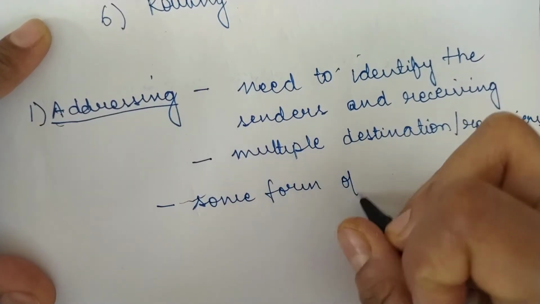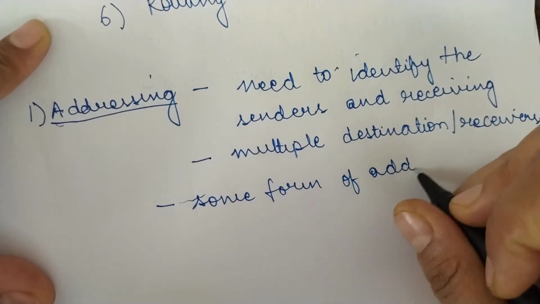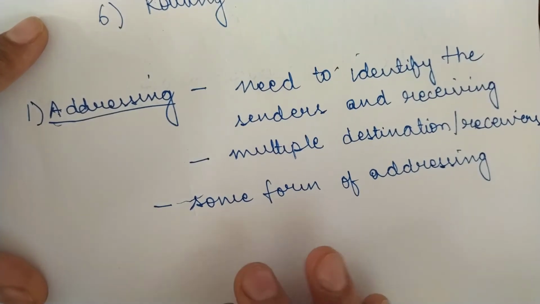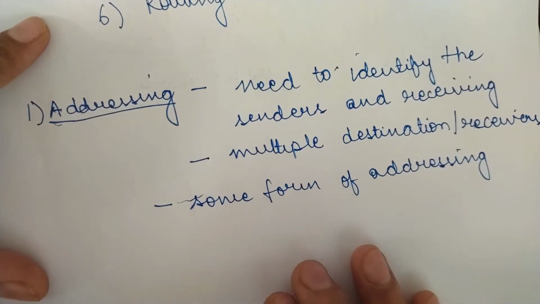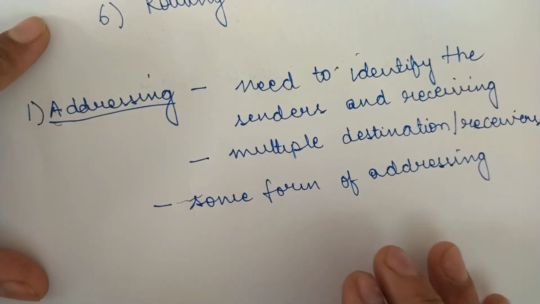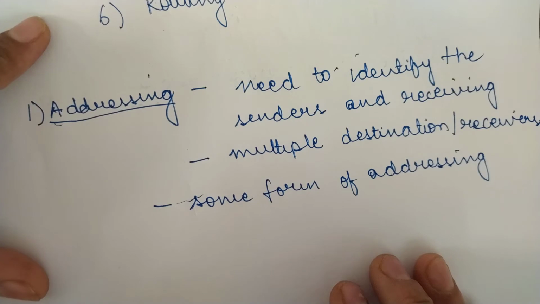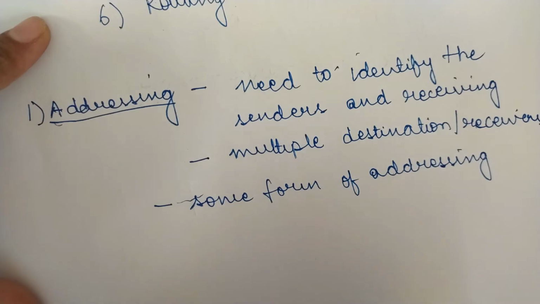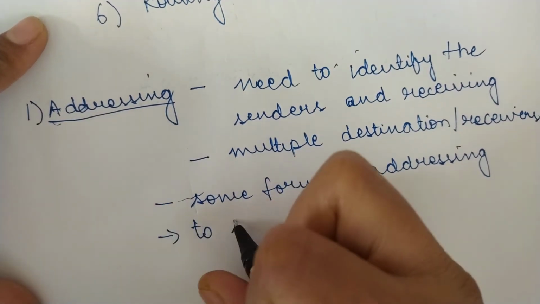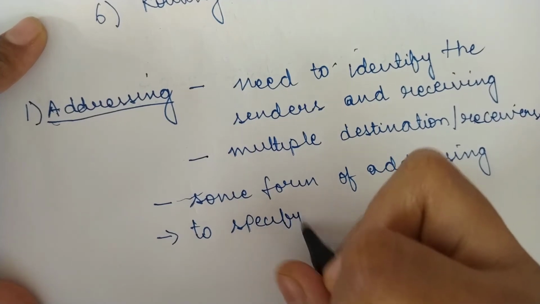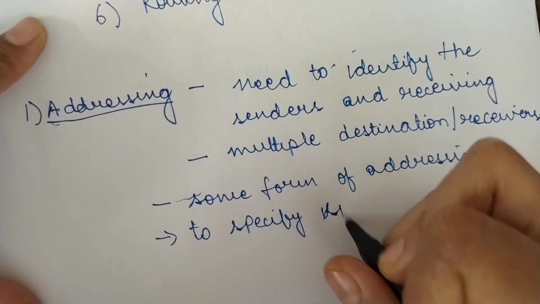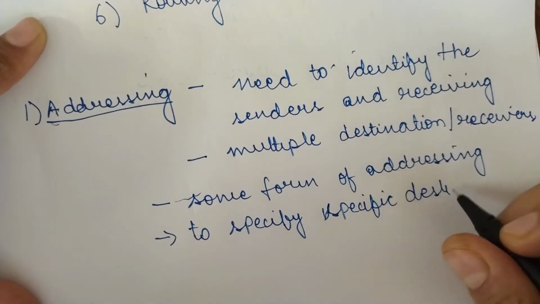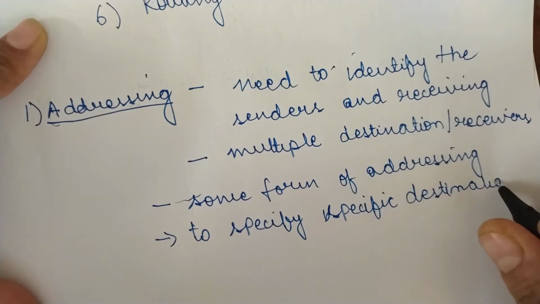Some form of addressing is needed, because if there are multiple receivers or multiple destinations, and the packet or the message travels through the network, then how do we know for which particular destination this message is intended? This is done with the help of addressing, to specify which specific destination this message is intended for out of the several destinations that we have.